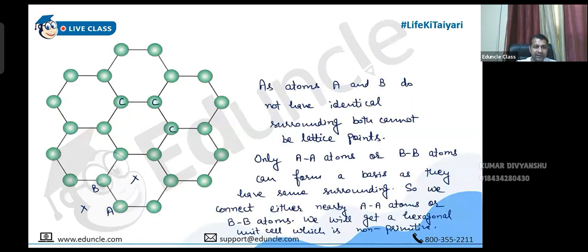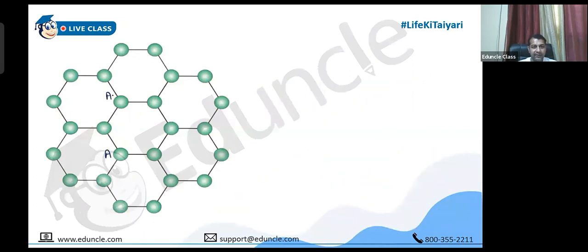This I named as A. Let's mark A. This is also of A type. This is also of A type. This is also of A type. Like this. Clear? So kindly join these together.